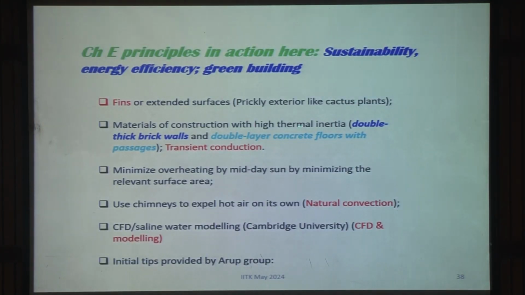Materials of construction with high thermal inertia, double thick brick walls, double layer concrete floors, transient conduction. It releases heat during the whole day and then in the reverse direction during the night. Minimize overheating by midday sun by minimizing the relevant surface area. It has a pointed top. Use chimneys to expel hot air, natural convection, no pumps required, no fans required.